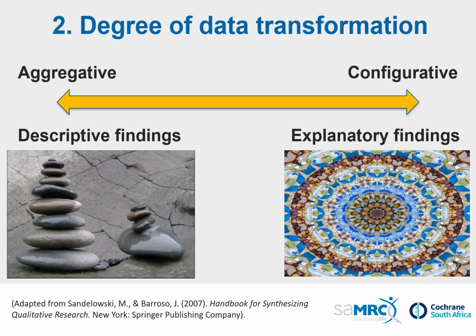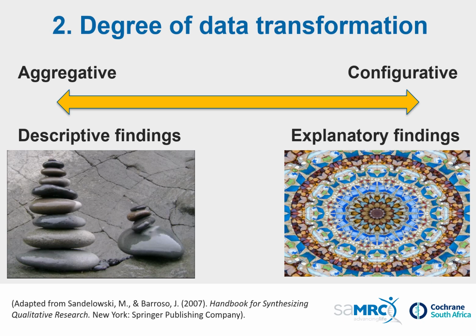A second, very related dimension on which QES approaches can be differentiated is what can be thought of as their degree of data transformation. Here we need to understand that qualitative research findings, including QES findings but also findings from primary research, can be thought of as located along a spectrum based on the degree of abstraction of analysis, or what is referred to as data transformation.